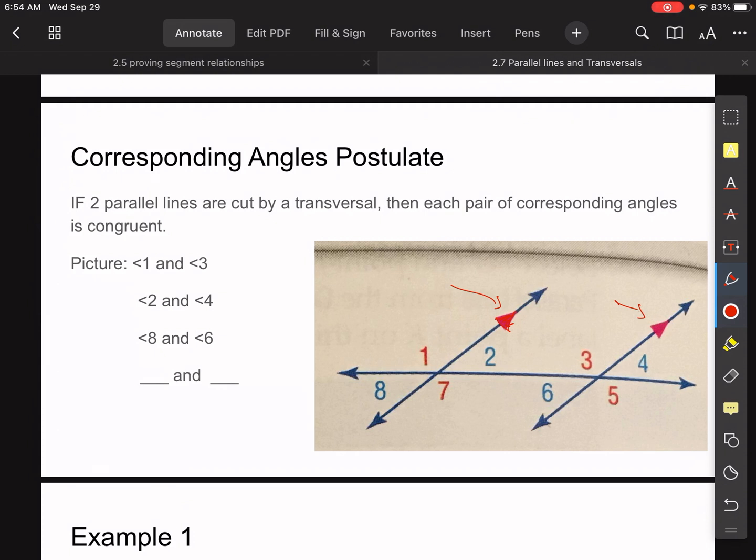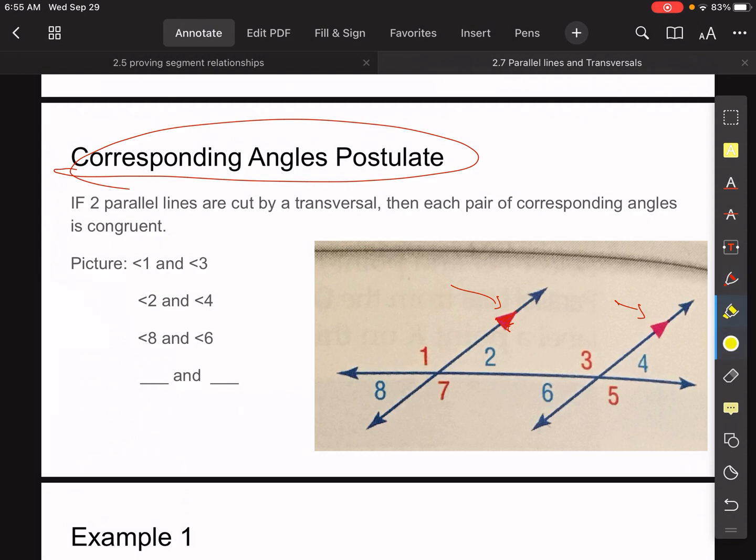Okay, so in your textbook, if you want to know if two things are parallel, it has to tell you. That's how it tells you. These two parallel lines are cut by a transversal. The corresponding angle postulate says that each pair of corresponding angles, which they've done in different colors, which is nice, like 1 and 3, 7 and 5, 2 and 4, 8 and 6, those pairs have to be congruent. And you can even see it here.